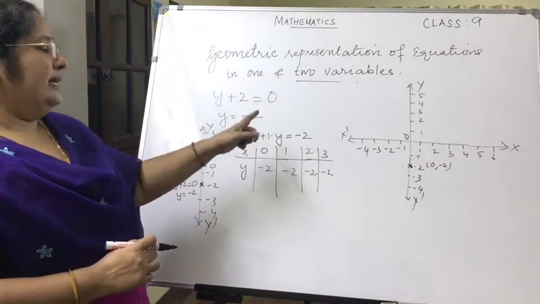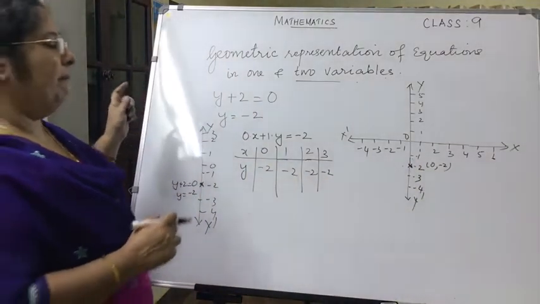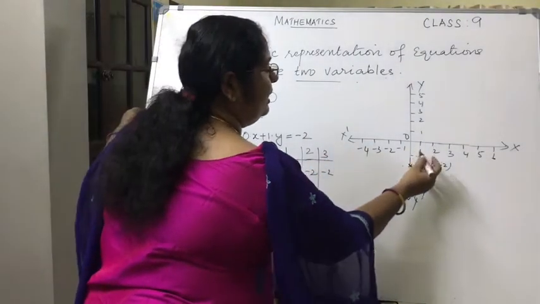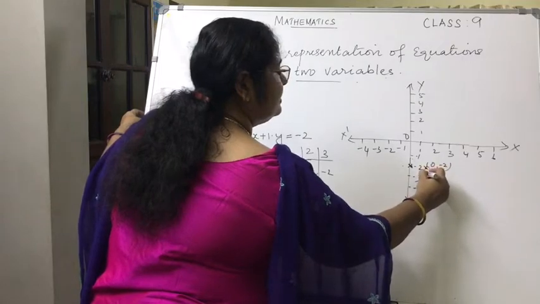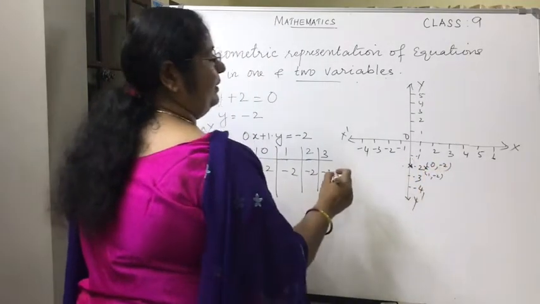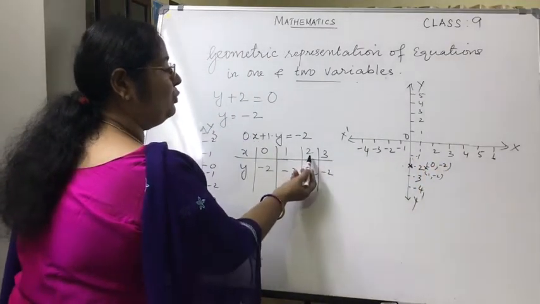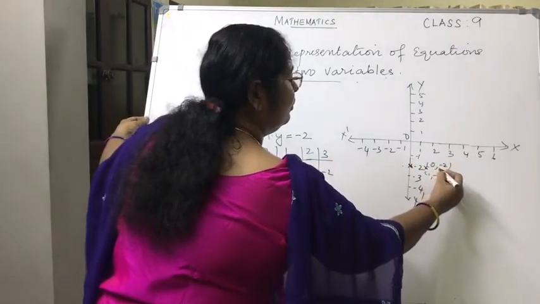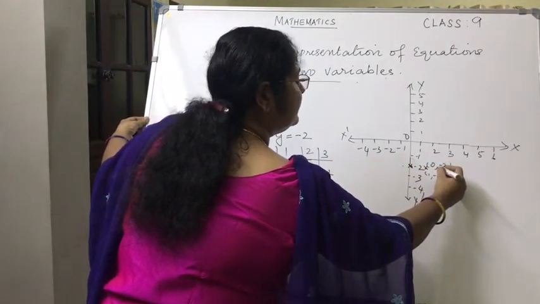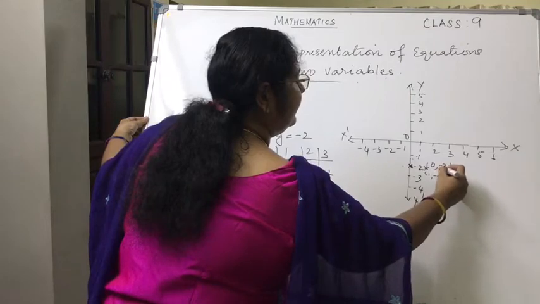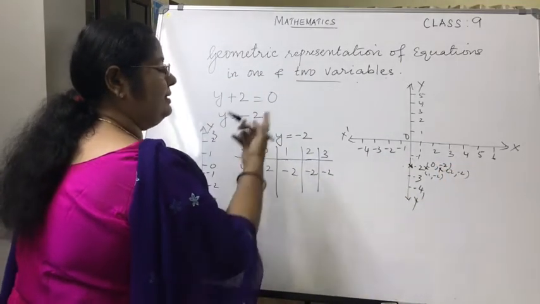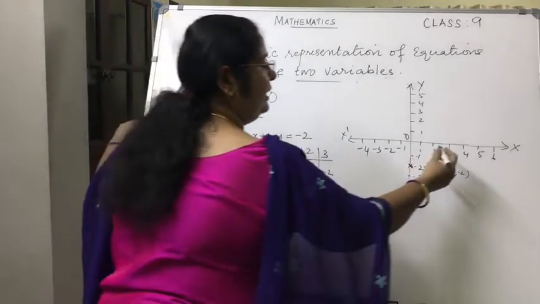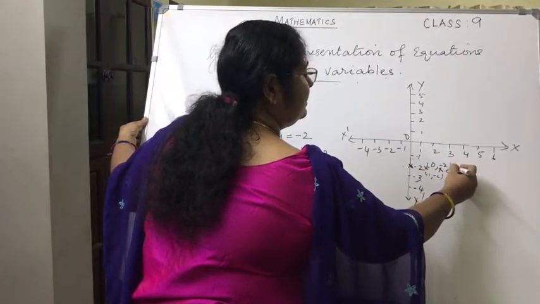Now next one. X is 1, y equals minus 2. The point is here. Next, x is 2, y is minus 2. So the point is here. Next, x is 3, y is minus 2.